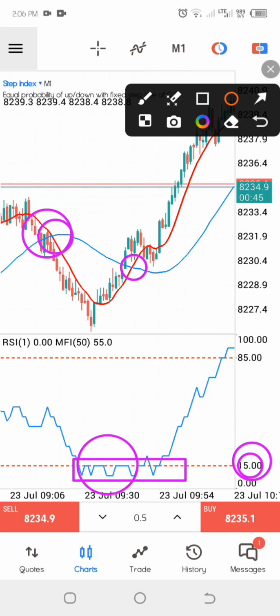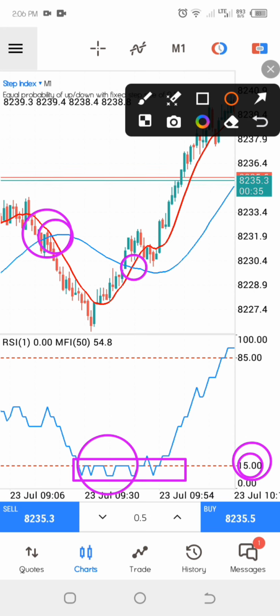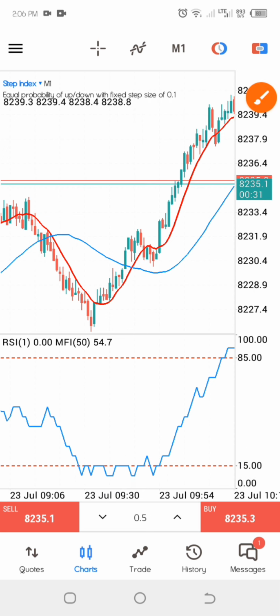Okay, so once we see this, the next thing we have to do is wait for the price to come to either the red moving average or the blue moving average. Then we decide to enter for our buy. That is how you take a buy trade with this strategy.